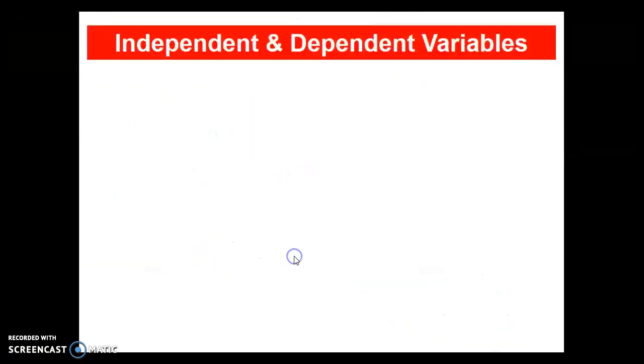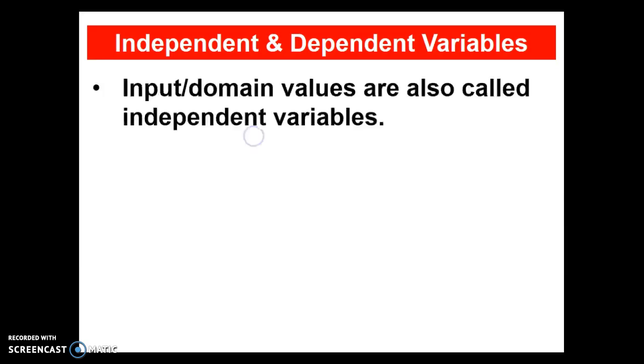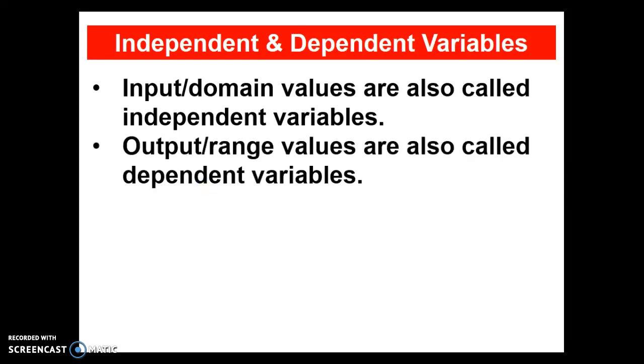All right, when we look at this one, independent and dependent variables, you guys have talked about this with science, but just understand that when we talk about input, domain, x values, those are all talking about our independent variables. And when we talk about our output, our range, those are talking about our dependent variables. So again, you've got a lot of synonyms there.